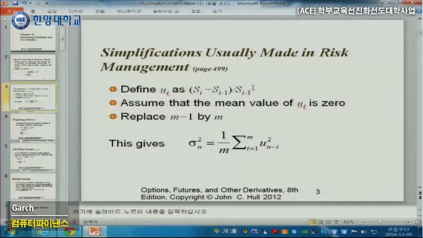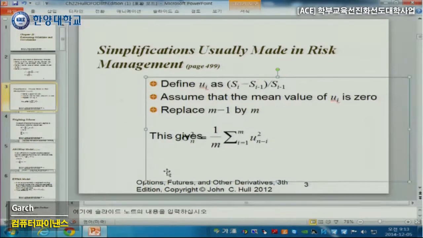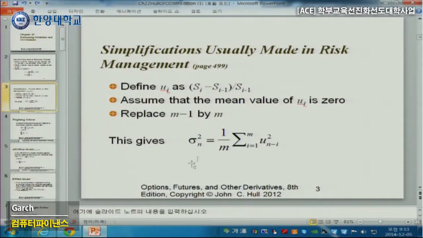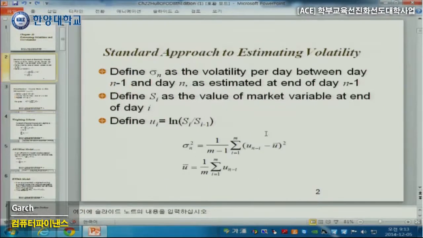Next, another possible approach: we can define u i as S i minus S i minus 1 divided by S i minus 1, and assume the mean of u i is almost 0, because it is a daily return. So the daily return should be very close to 0, and maybe it doesn't matter. So assume that the mean value of u i is 0 and replace m minus 1 with m. It is slightly different, but the value of this one should be very similar to this one.